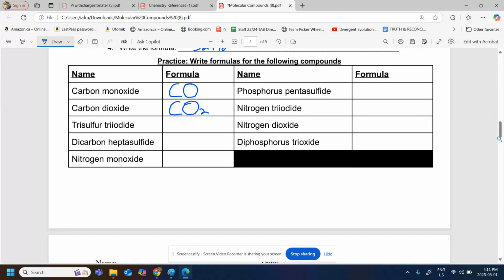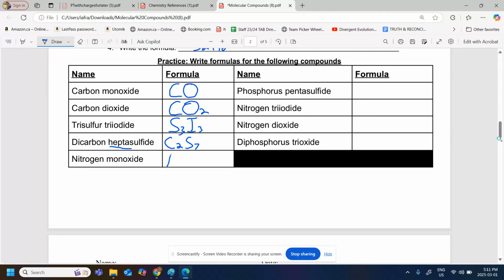Trisulfur triiodide. So again, there's prefixes, so we know that it's simply going to be a covalent compound. So trisulfur, tri, there's 3. Triiodide, there's also 3. Do not reduce because it's molecular or covalent. You only reduce for ionic. Dicarbon heptasulfide. So that means you have 2 carbons. Sulfide, you have 7, because hepta is 7.